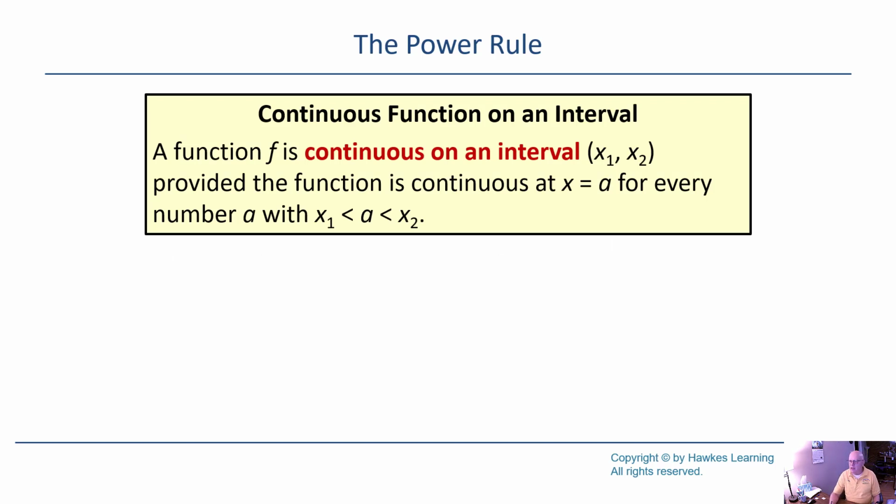Continuous on an interval. That means continuous at every point inside the interval. So for any x value between those two, if it's continuous at all those points from x sub 1 to x sub 2, then it's continuous over the whole interval.